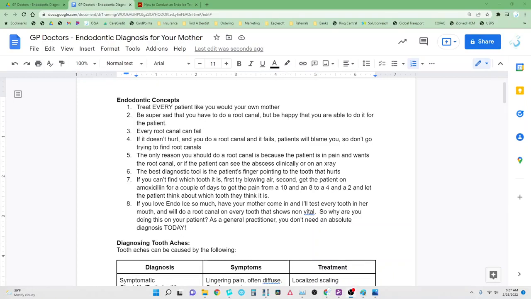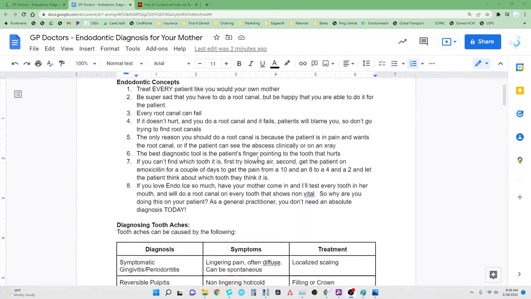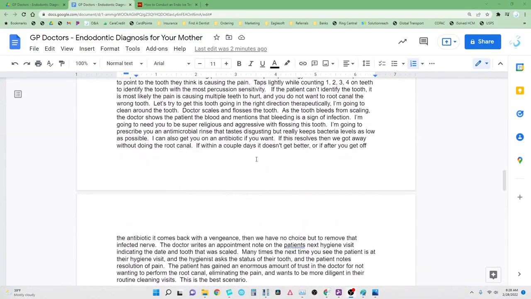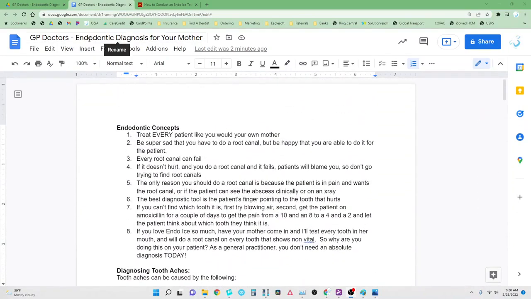Okay, so I'm going to go over a concept that seems pretty straightforward, but I've developed a method that I think helps us avoid doing unnecessary root canals, which is really what we're trying to do. So I've put together a couple of concepts here. Today we're going to go over basically diagnosing root canals and exactly the verbiage that we use at every type of toothache. And I titled this Endodontic Diagnosis for Your Mother.